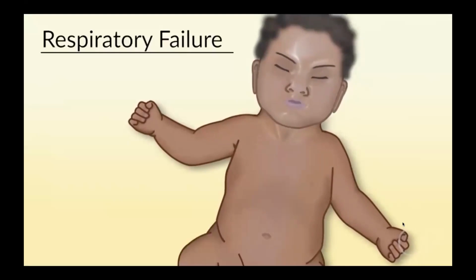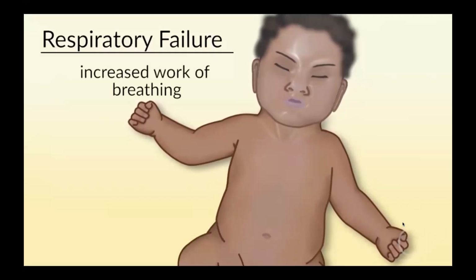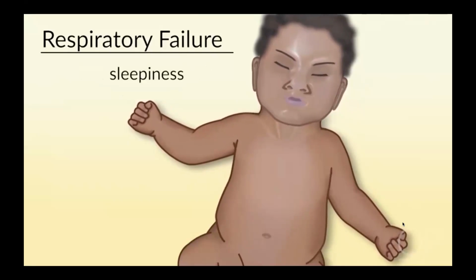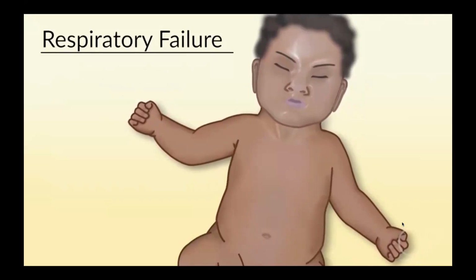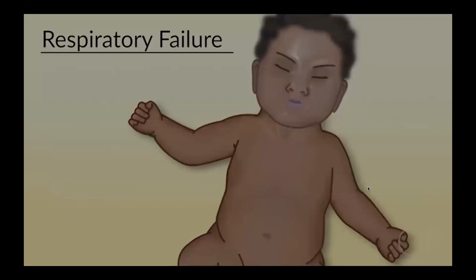The child who appears to have increased work of breathing, desaturation, and sleepiness or obtundation is one in whom you need to be very concerned. The child has transitioned from respiratory distress to respiratory failure, and may progress to respiratory arrest and cardiac arrest.